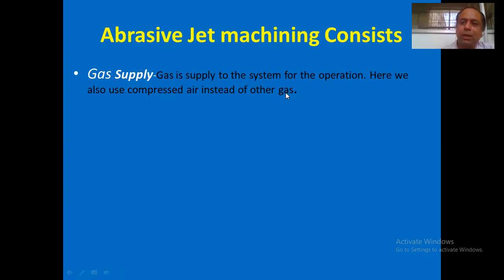If you are using helium or nitrogen or argon, then you have to purchase that cylinder. But if you are using air, a normal compressor can take the air from the atmosphere and compress it. So obviously, using air is a cheaper option.